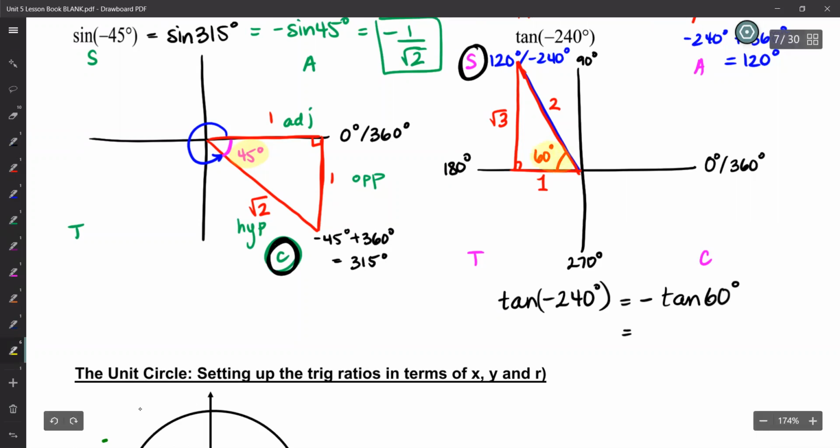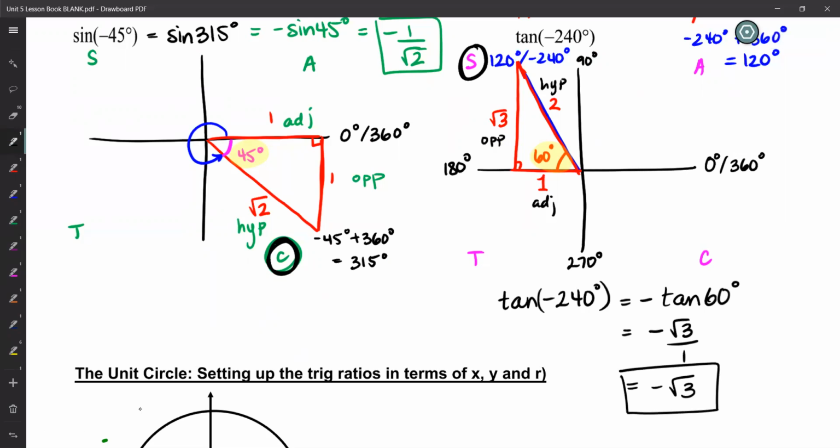Yes, so if 60 is our reference, this is opposite, adjacent, hypotenuse. And for tan, we want opposite over adjacent. So we will do negative √3 over 1, which will simplify just to negative √3. Okay, so basically, if you have the sine, cos, or tan of a negative angle, not a lot changes.